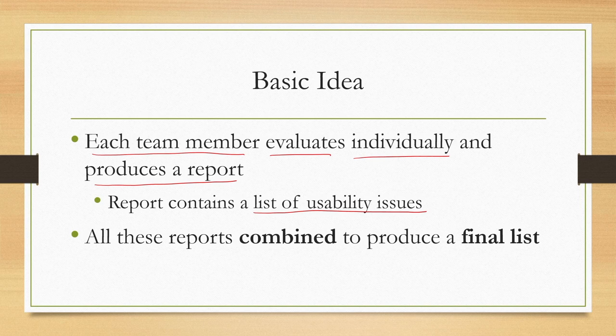Each member of the team produces such a report, and all those reports are collected and combined to produce a final list of usability issues. Once that list is available, that is the outcome of the evaluation stage, and based on that final list, we go for refinement of the design, subsequently prototype the refined design, again we evaluate, and so on. In this way, the cycle takes place.